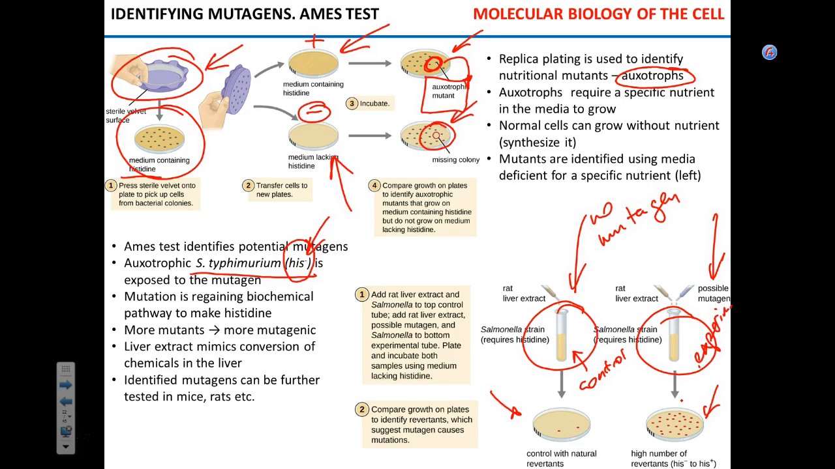Now, this medium doesn't have histidine. Will an auxotrophic mutant generally grow on the histidine negative medium? No. So we have just a couple of colonies, that's the natural mutations. Okay? If the chemical that we test causes mutations, there's a great likelihood that the auxotrophic mutant will revert back to its wild type phenotype. Does that make sense? No? You're more than welcome to say no. Hmm? It makes sense?